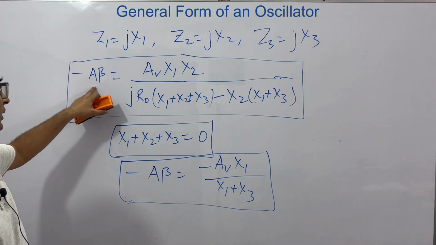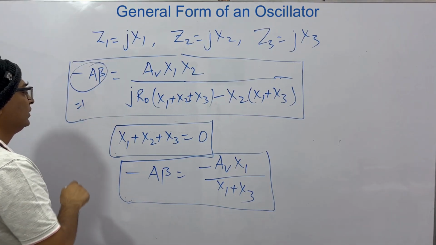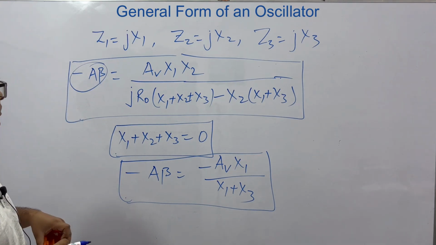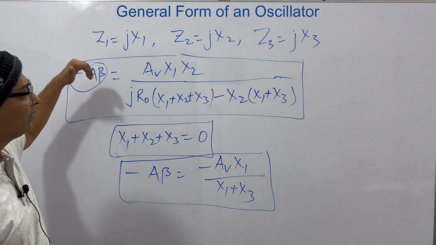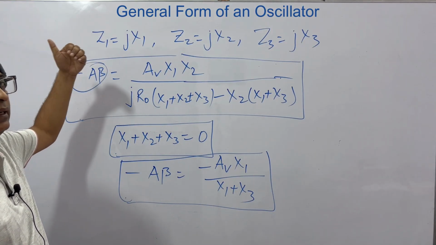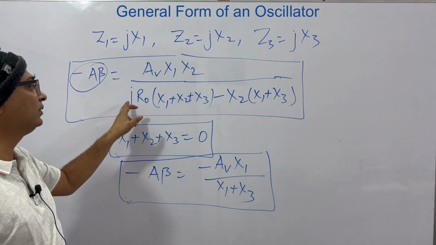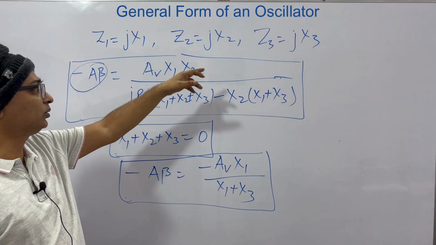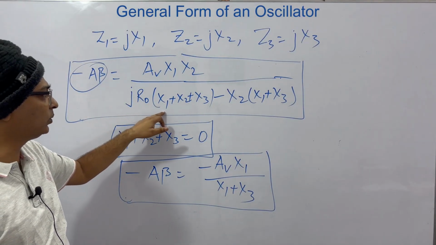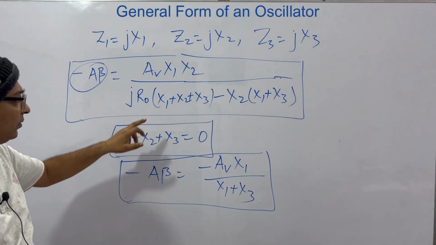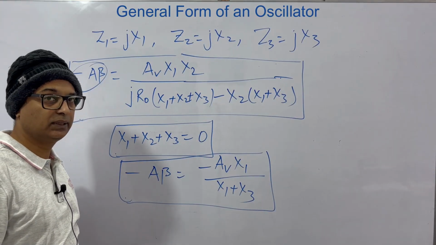That is, for this to be equal to 1, from the Barkhausen criterion we know this has to be equal to 1, and also you need to have 0 phase shift or phase shift equal to 2n pi. That is possible only when this is a real number, not a complex number. So from there we get that this quantity should be equal to 0, and when we put this quantity equal to 0, we get minus A beta equal to AV X1 by X1 plus X3. Okay.